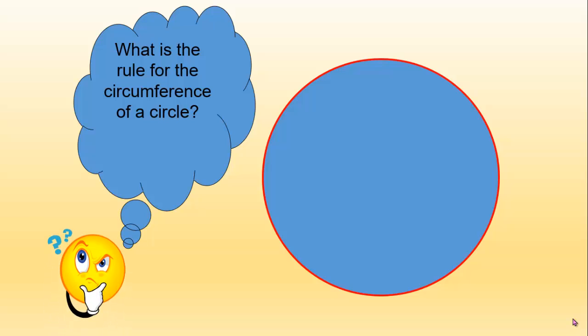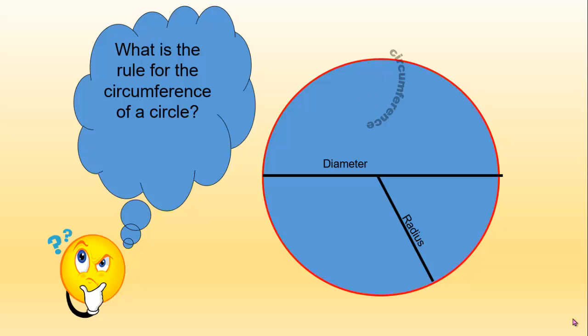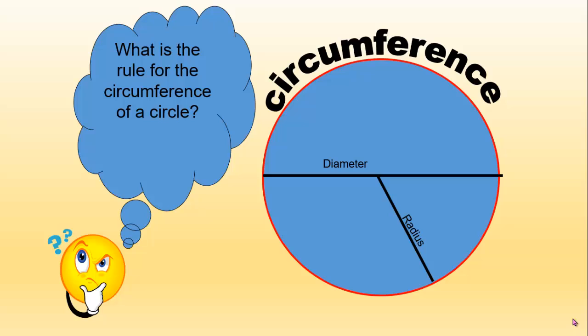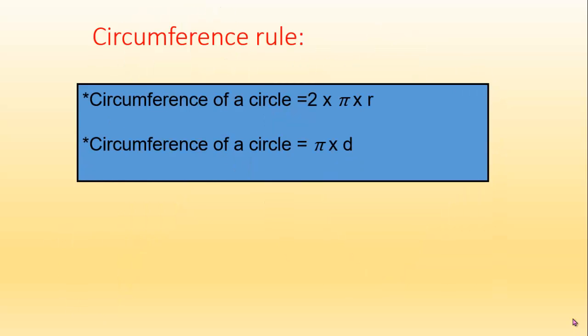Do you remember? We know that to find the circumference of a circle, we must have either the diameter or the radius. If I have any one of them, it will be easy to find the circumference of a circle using the rule. But what is the rule for the circumference? Let's go and see. We have two rules for the circumference of a circle: either 2 times pi times r or pi times d. R here stands for the radius.